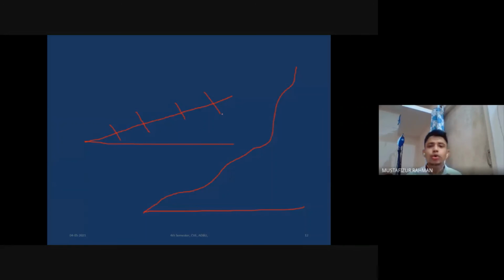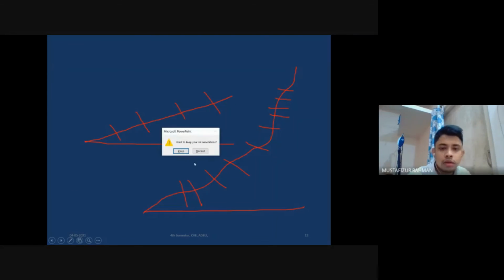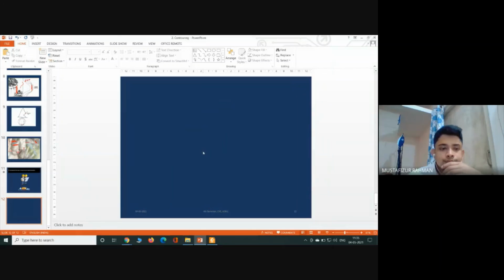More or less, but the distances are not similar. Somewhere it is very small, then we will know this is steep. If it is spaced apart, we will know this is a little bit plain. Here the slope is less, here the slope is greater. That way we will come to know about the slopes. So that will be all.